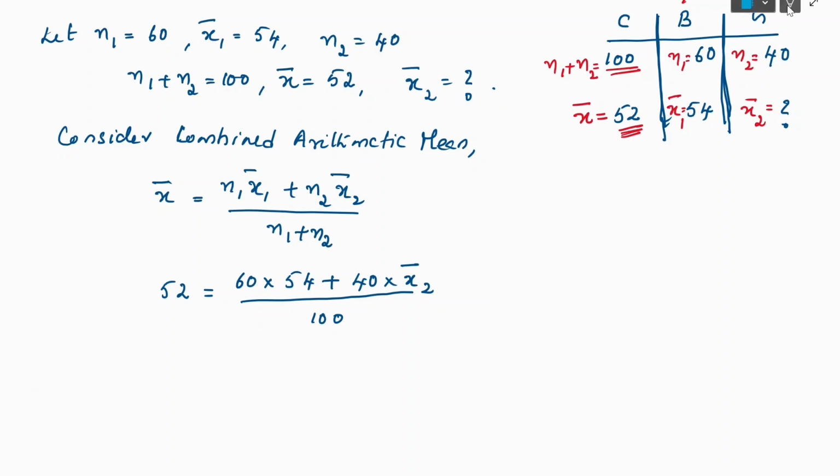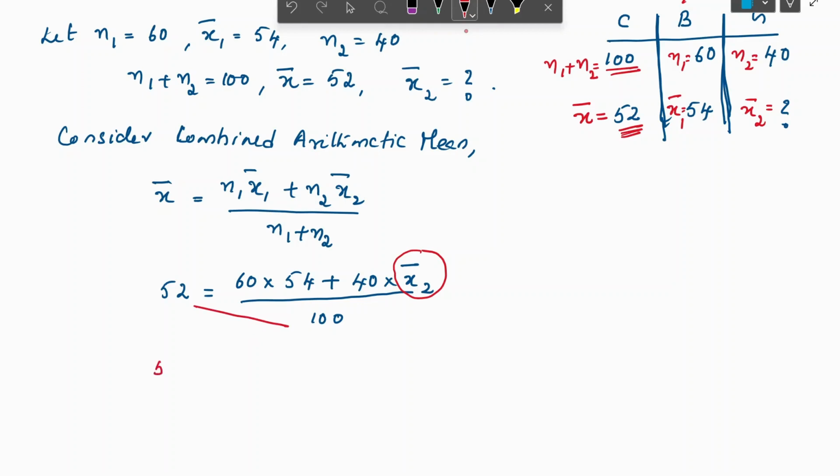What do you want to find actually? You want to find x2. Therefore, we will try to keep this x2 on this side of the equation and solve it. So first multiply 52 and 100. That means 100 you can take to this side. It will go to the numerator. That means 52 into 100, okay, 52 into 100 equal to.